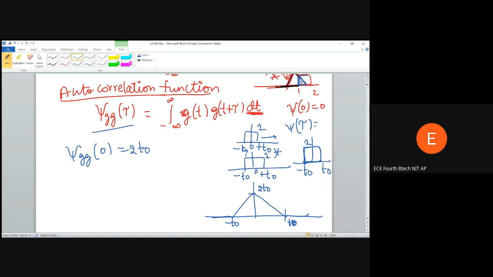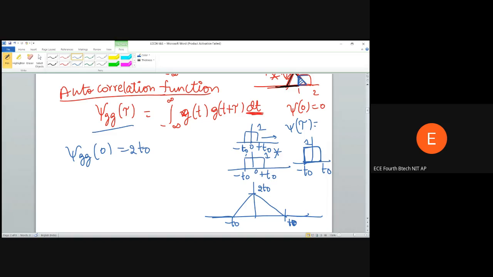This is what the autocorrelation function is. What is the significance of this autocorrelation function? If you apply the Fourier transform to the autocorrelation function, it will give you the power spectral density. Power spectral density means power per unit bandwidth. Power per unit bandwidth is what you are going to get if I follow this.